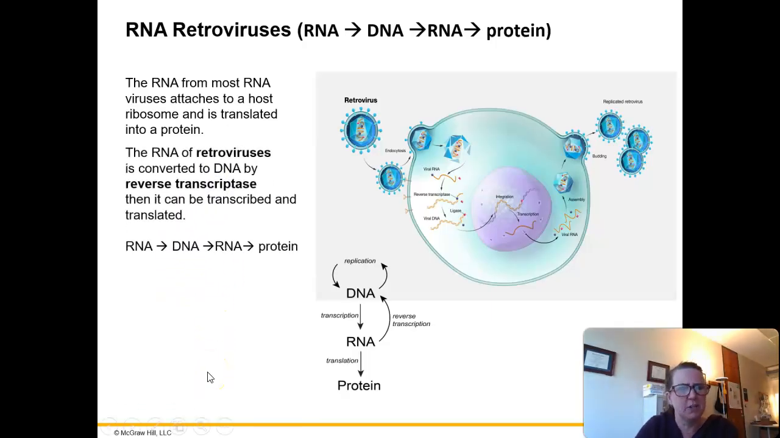Okay, so there is just some instructions there, or some information. The RNA of retroviruses is converted to DNA by the reverse transcriptase. As I said, that is coded by that original viral RNA, and then we move forward with our process.